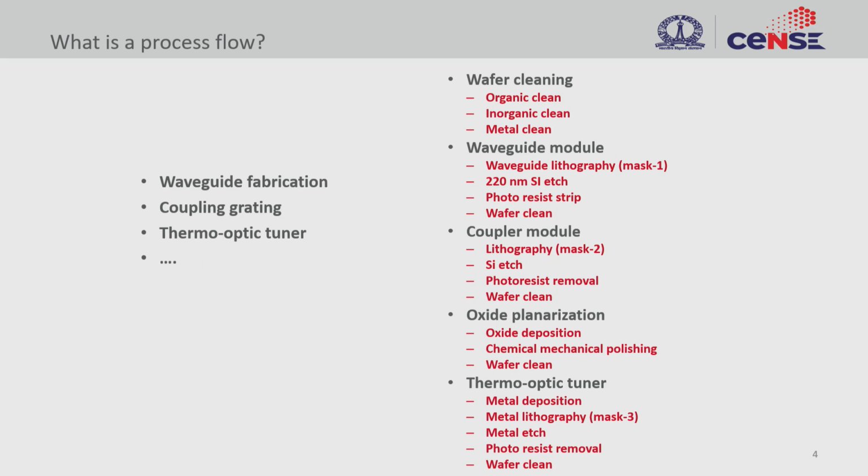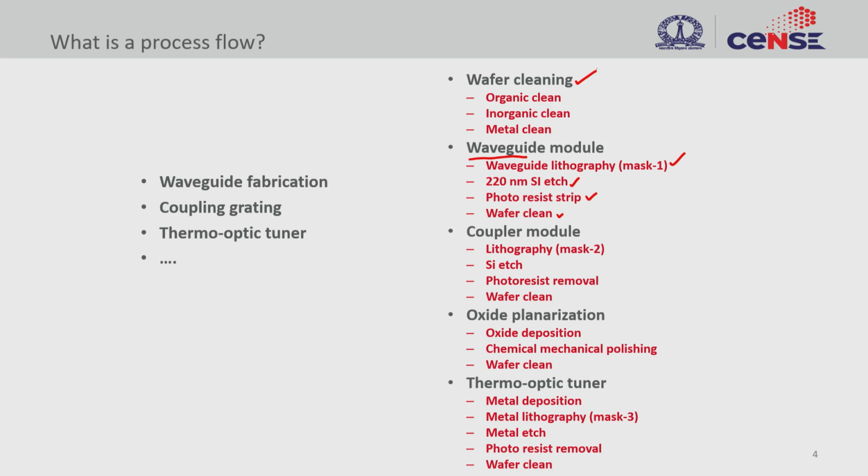Let's look at a simple modular approach of how we can do a simple process flow. I call this a wafer cleaning module. That cleaning module would include organic clean, inorganic clean, and metal clean. All this is encompassed in one cleaning module. And then the next module is a waveguide module. This is a certain type of device and I have made a module out of this. When I say this is a waveguide module, that means there is a lithography step, etch step, and then removal of the photoresist, and then a clean step. All of this is encompassed into a module.